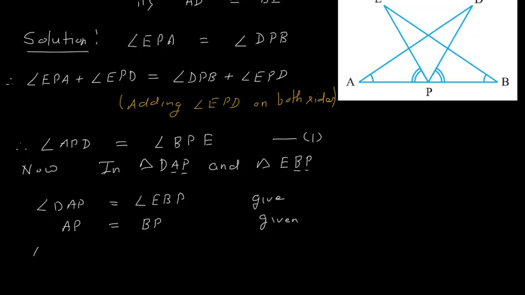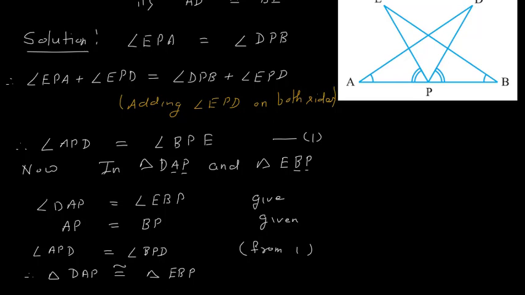Then angle APD is equal to angle BPD. APD and BPD, they are equal. This is from equation 1. So I will say that from 1. Therefore, triangle DAP is congruent to triangle EBP.